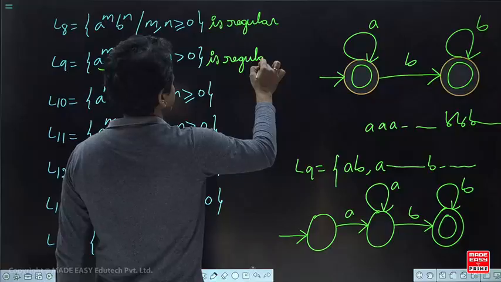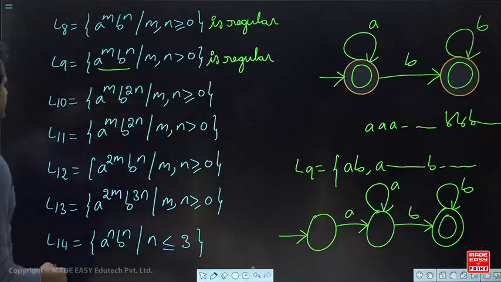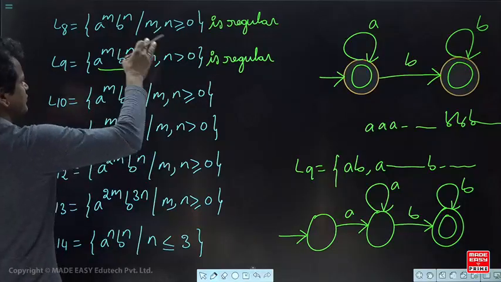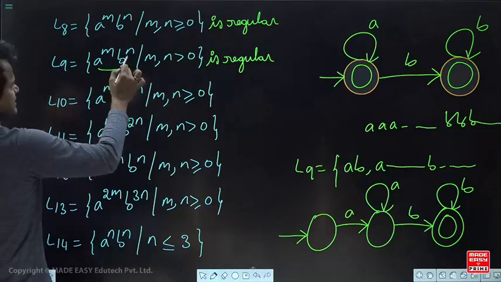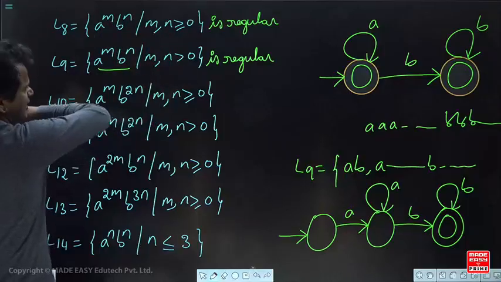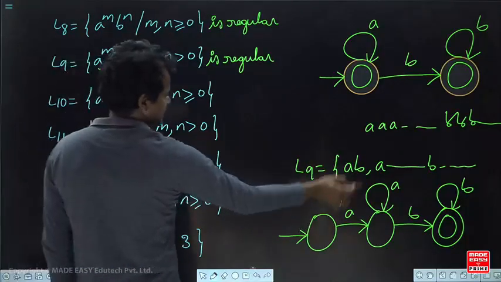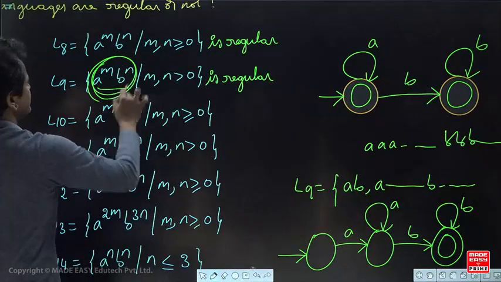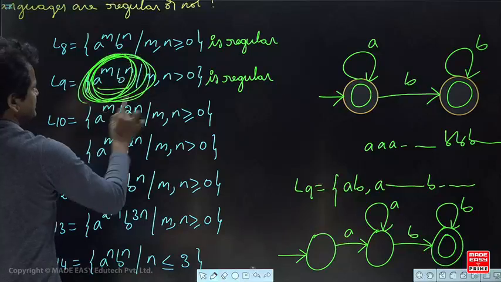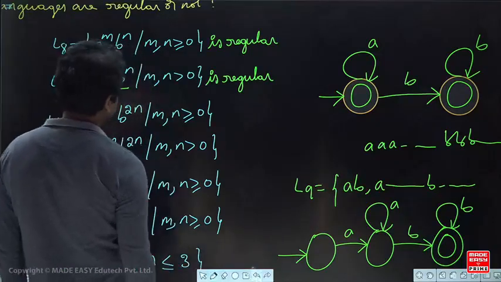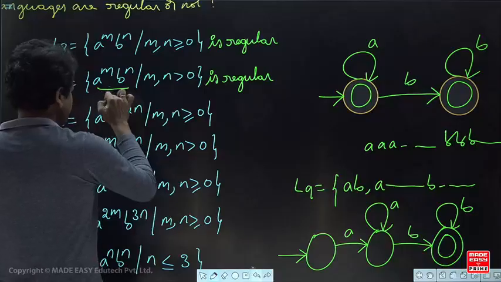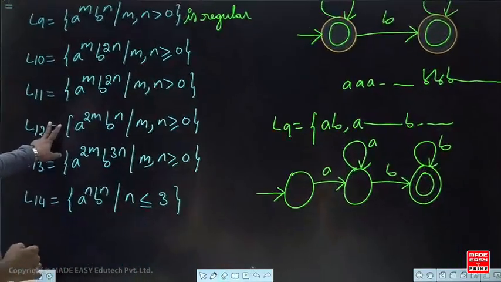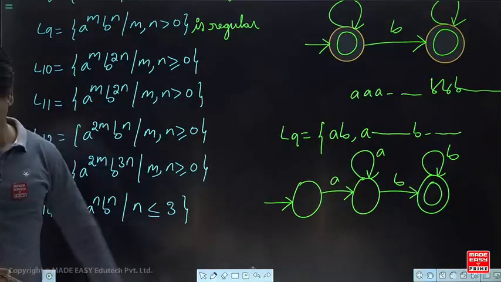And moreover, there will be an infinite number of strings in L9. M can be 1, 2, 3, 4, 1000, 1 lakh, 1 crore, followed by B's which can be 1, 2, 3, any number. All of them will be accepted by this machine. There is no relation between A and B. If A's are 100, B's can be 100, less than 100, or more than 100. Okay, now guys, copy this one. L9 is also regular. That is the automata.